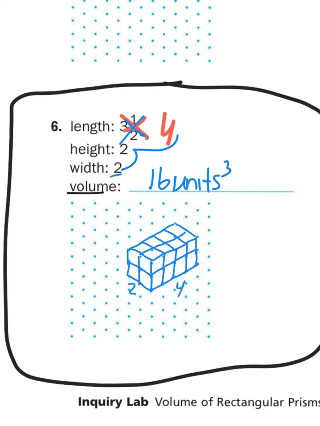All right, now remember, I should have 16 units, so let me mark my height as 2. Let's count them out. So I'm going to count the top layer. There's 1, 2, 3, 4, 5, 6, 7, 8. So there's 8 in the top layer. That means there'll be 8 on the bottom layer. And 8 plus 8 is 16.